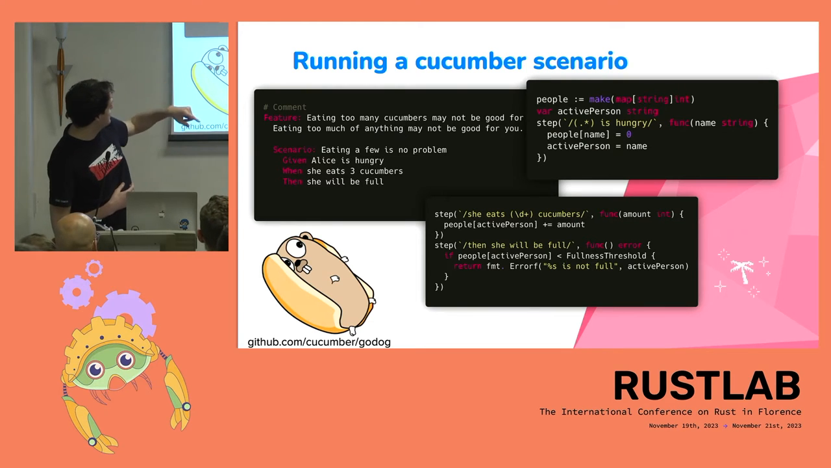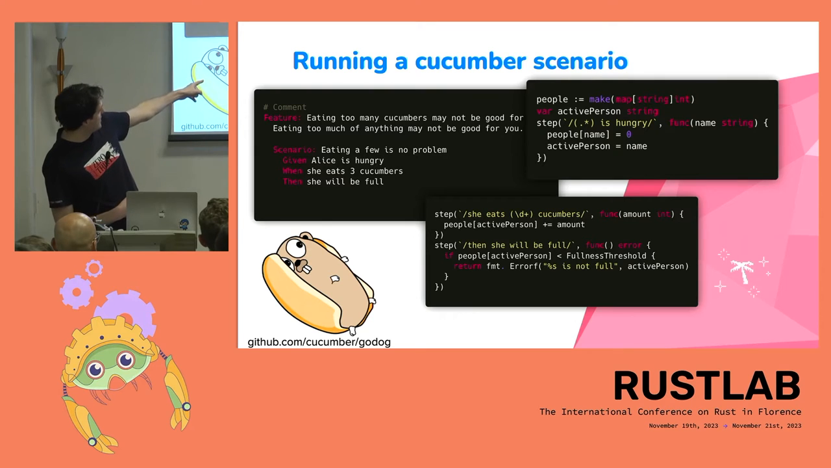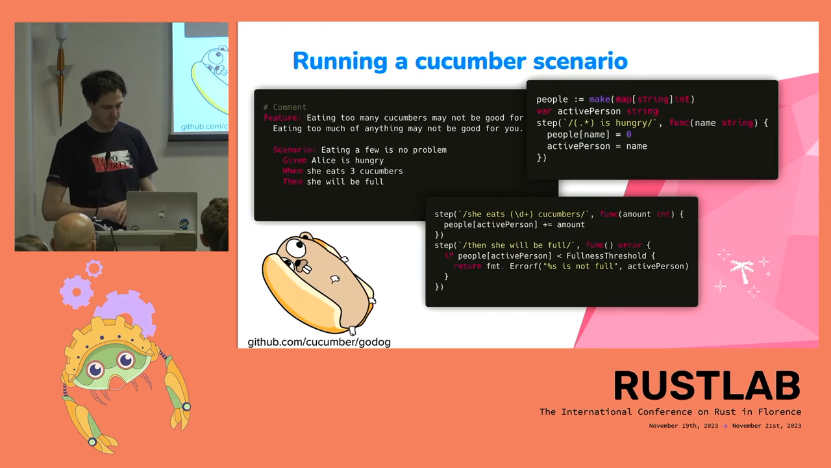In this case, on the top, it says, given Alice is hungry, and the regular expression is name is hungry. And the library, in this case, is told to go, make sure the name is put in the first argument of the function. And there I set the active person, we're talking about Alice, and I initialize it to zero, because they're hungry. I also implement the she eats an X amount of cucumbers, which is just a plus-is amount. And then a then step is usually a check. I simply do an if statement, and I return an error.